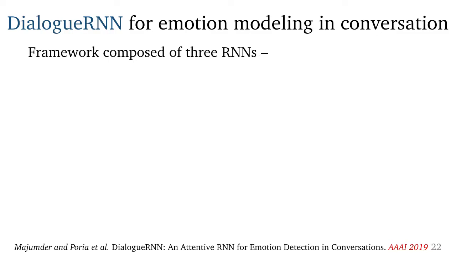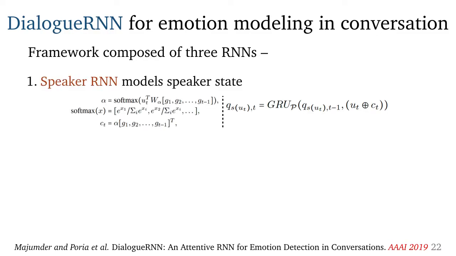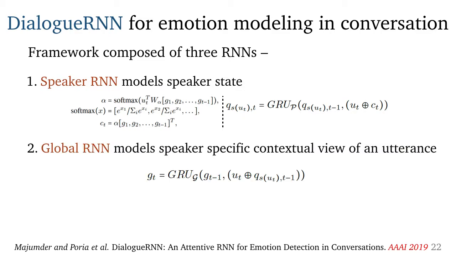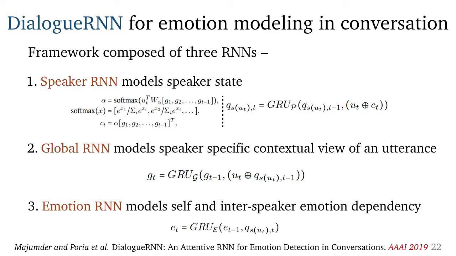Now it is a complex RNN which is composed of three different RNNs. First is to model the speaker state. This is basically an attention over a global memory that connects the two speaker states. Then a global RNN that connects the history till time t minus 1, and using the RNN it gets the global state representation at the present timestamp. Then it has an emotion RNN that connects the previous emotion state at time t minus 1 and gets the emotion representation at time t.